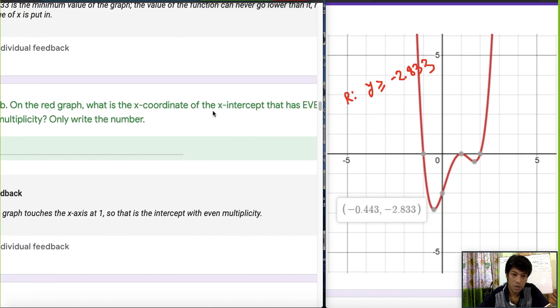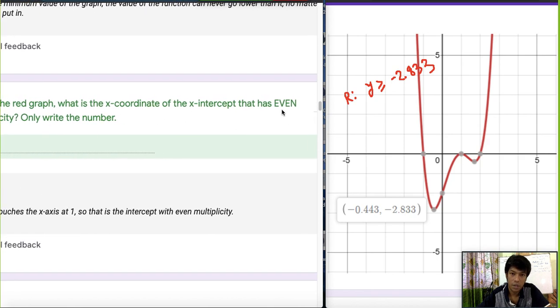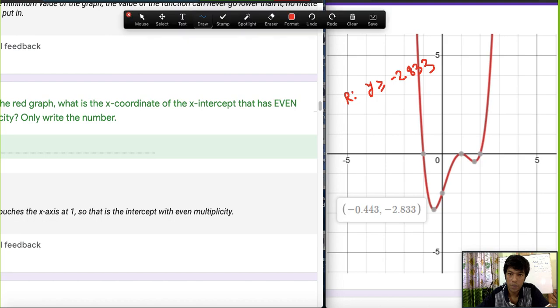Now the next question is, on the red graph, what is the x coordinate of the x-intercept that has even multiplicity? What is the even multiplicity here? Look at this. Isn't it the even? Because it touched. Here the graph touched. This is a cross, this is a cross. So cross means odd. Only this is even.